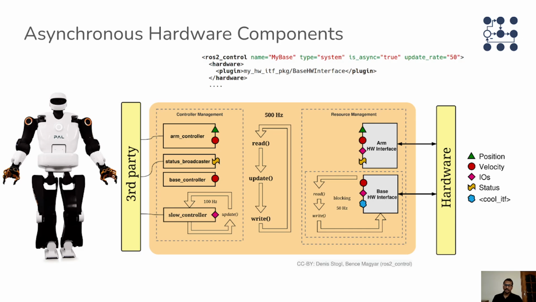Asynchronous hardware component. In this diagram, if you see, we have a slow controller running at 100 Hz, and that's run in a separate loop. And likewise, the base hardware interface, which is running at 50 Hz, which is blocking, these can also be run in a separate loop just by setting the is_async property to true. And everything under the hood is configured to run asynchronously.